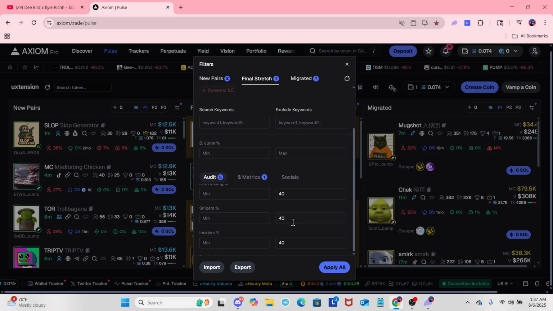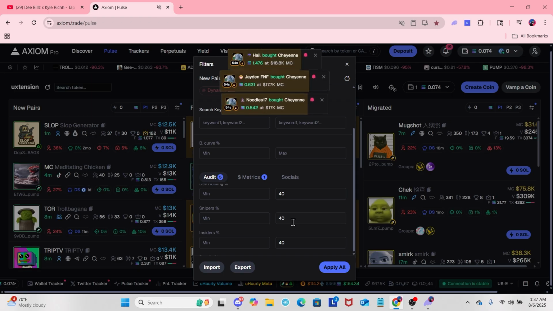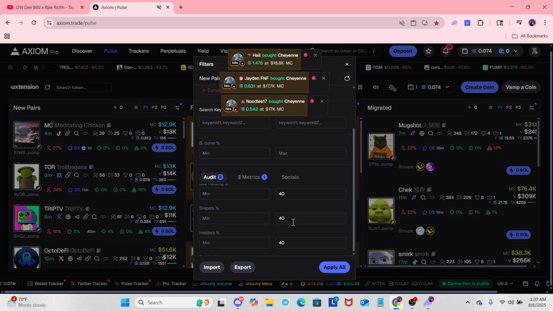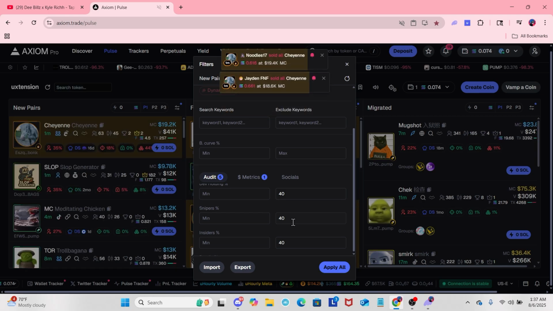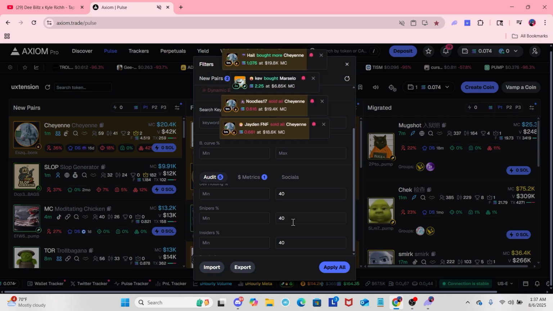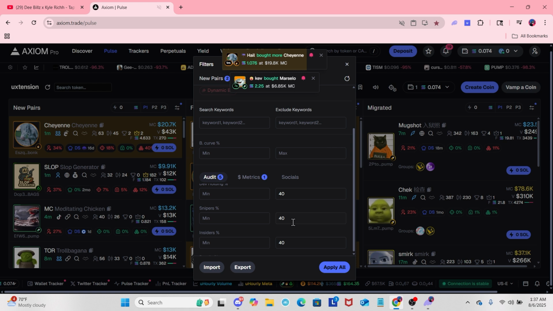But snipers, right? You don't really want many snipers. Snipers are basically someone who got into the coin right when it started. Like they were prepared, they had it set up, they were checking the developer, or maybe they knew the developer and the developer told them, oh yeah, coin's about to drop, snipe it. You don't really want that many, because if there are a lot of snipers in it, a lot of people are making profit off of you.